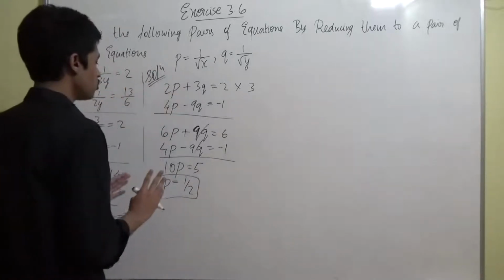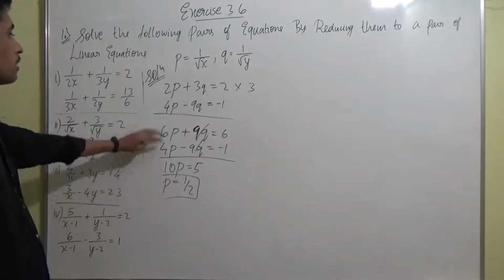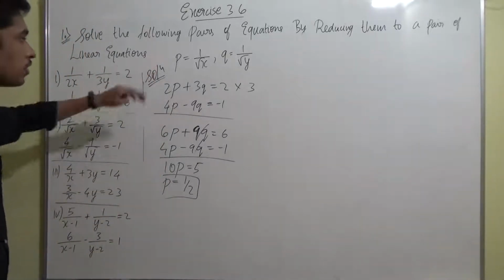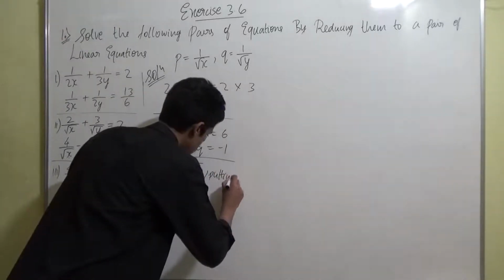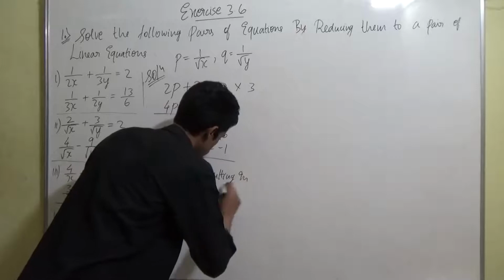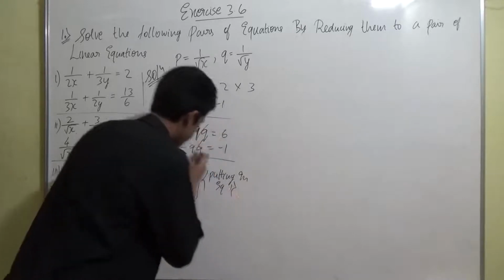So this came the value of p. Now let's put back the value of p in any of these two equations and find the value of q, right? Putting in equation 1. Now what will happen?